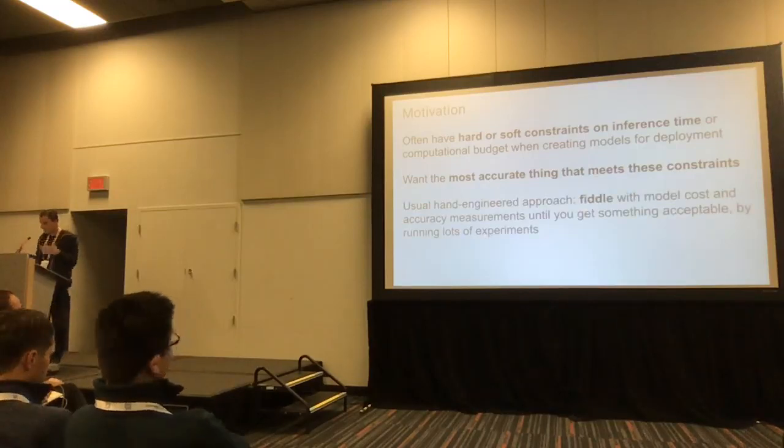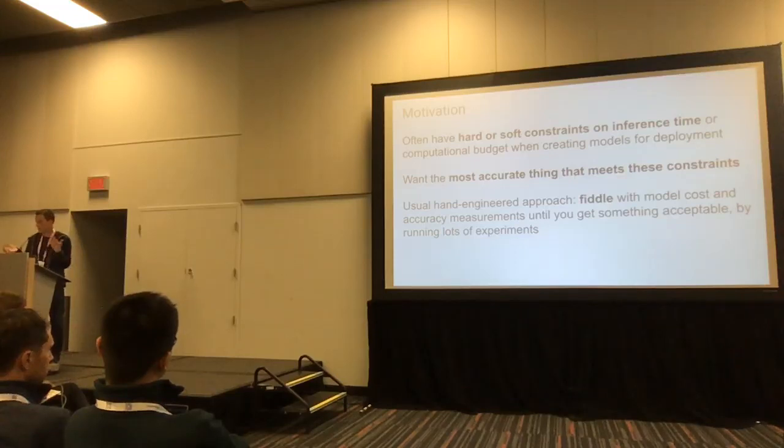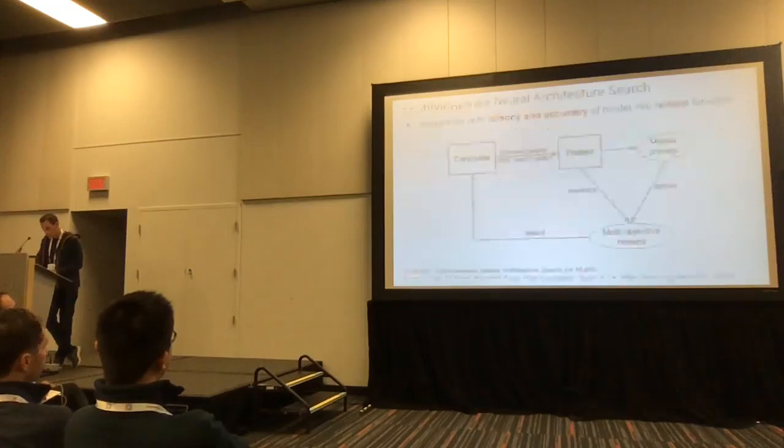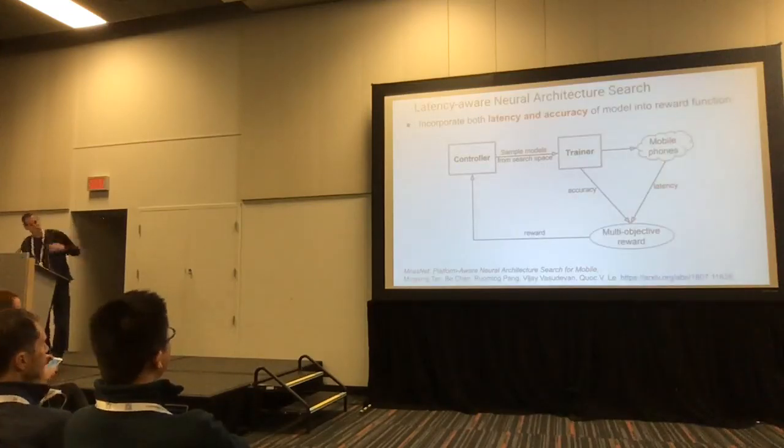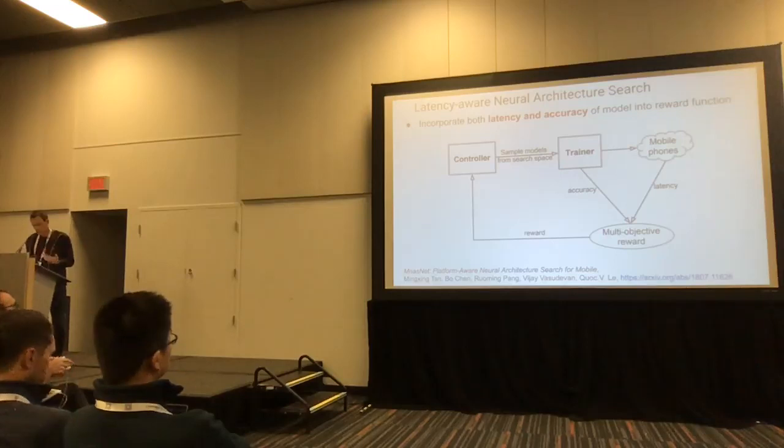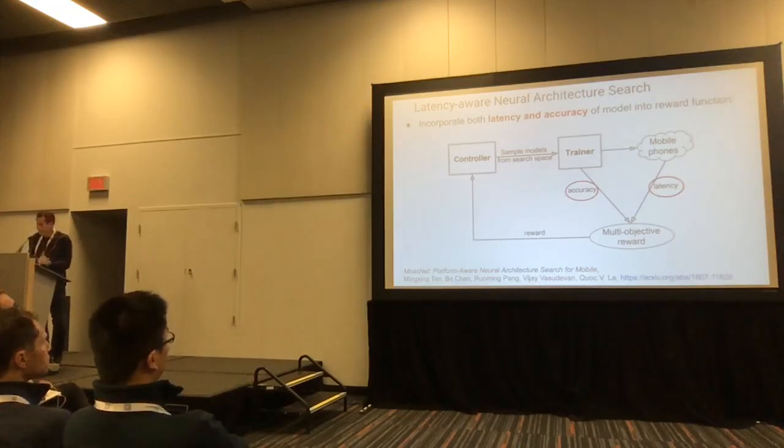And the usual approach that you might do with this is you might fiddle with the model cost and computational expense and fiddle with measuring the accuracy until you get something that's reasonable, trying to balance these by hand, running lots and lots of experiments as a human ML practitioner. But it turns out that you can essentially slightly change the reward function for neural architecture search into something that takes into account both the accuracy and the latency. So you essentially can train the model, collect the accuracy, actually run the model, say on mobile phones, collect the latency of that model, and then use that as inputs to a multi-objective reward function that blends those 2 signals together in a way that is appropriate.